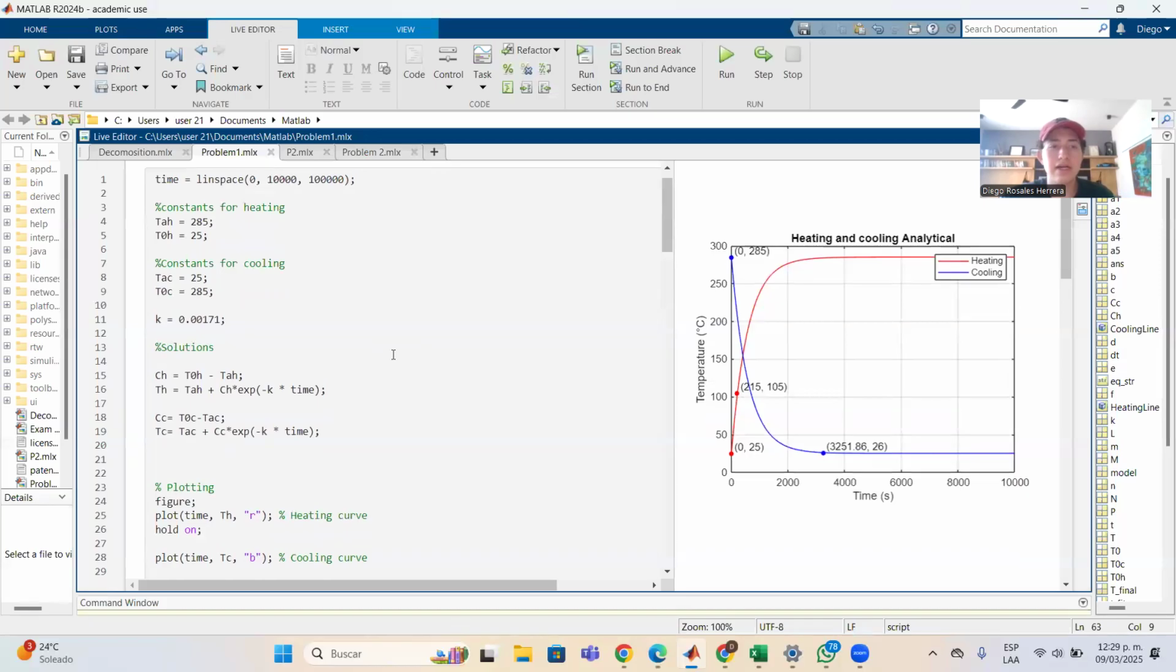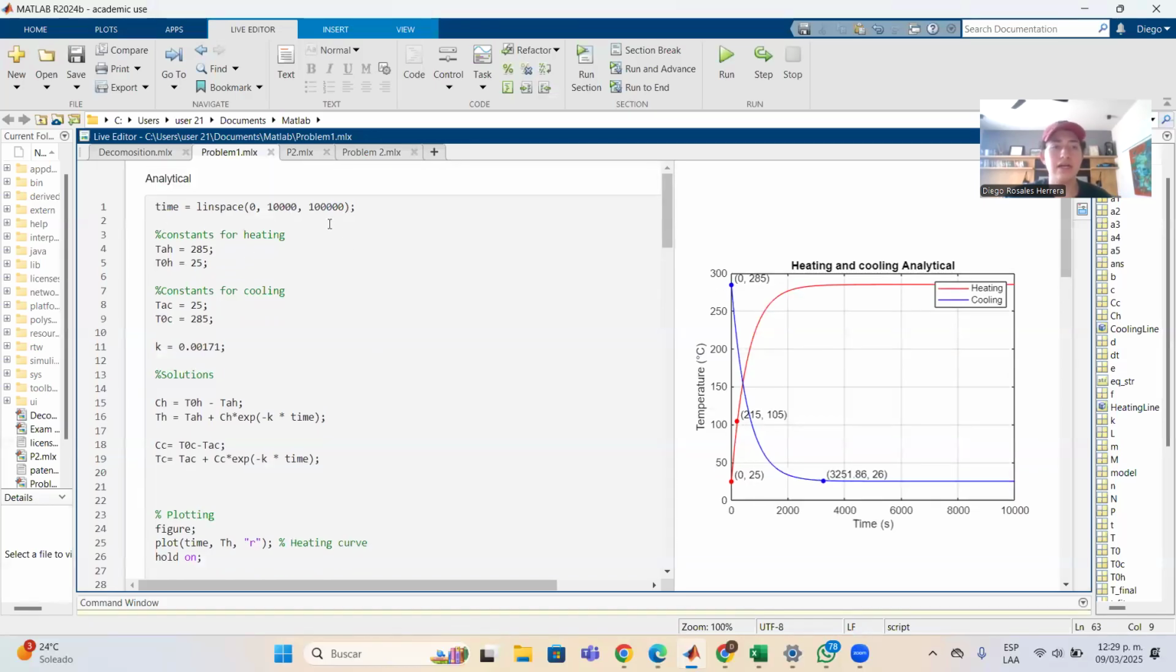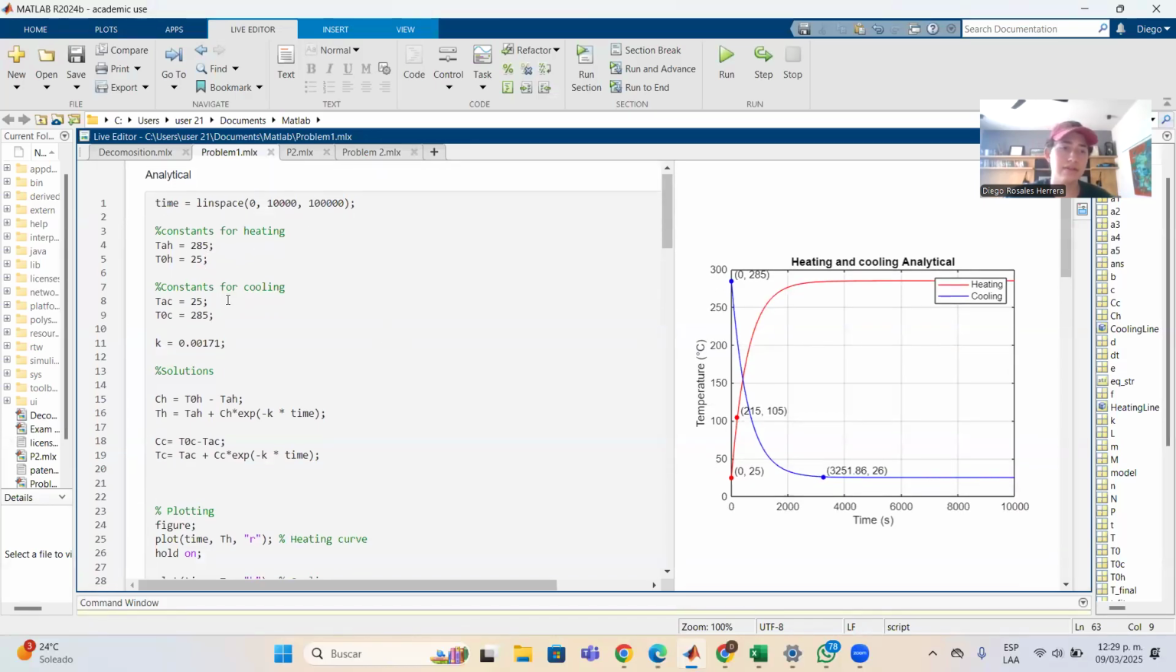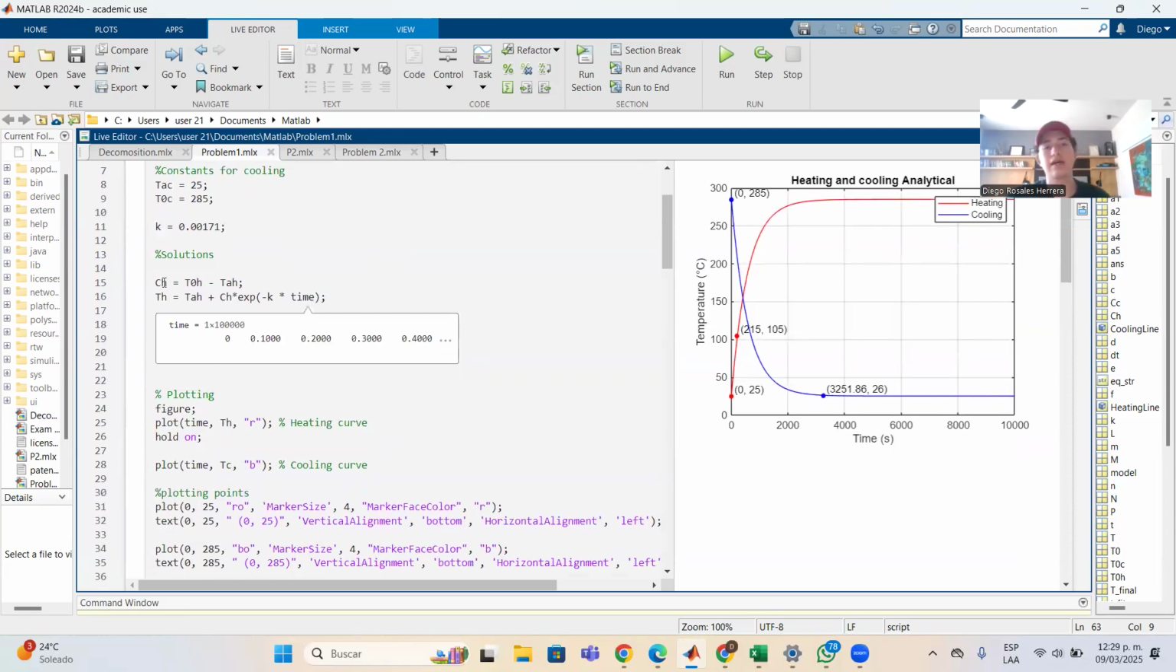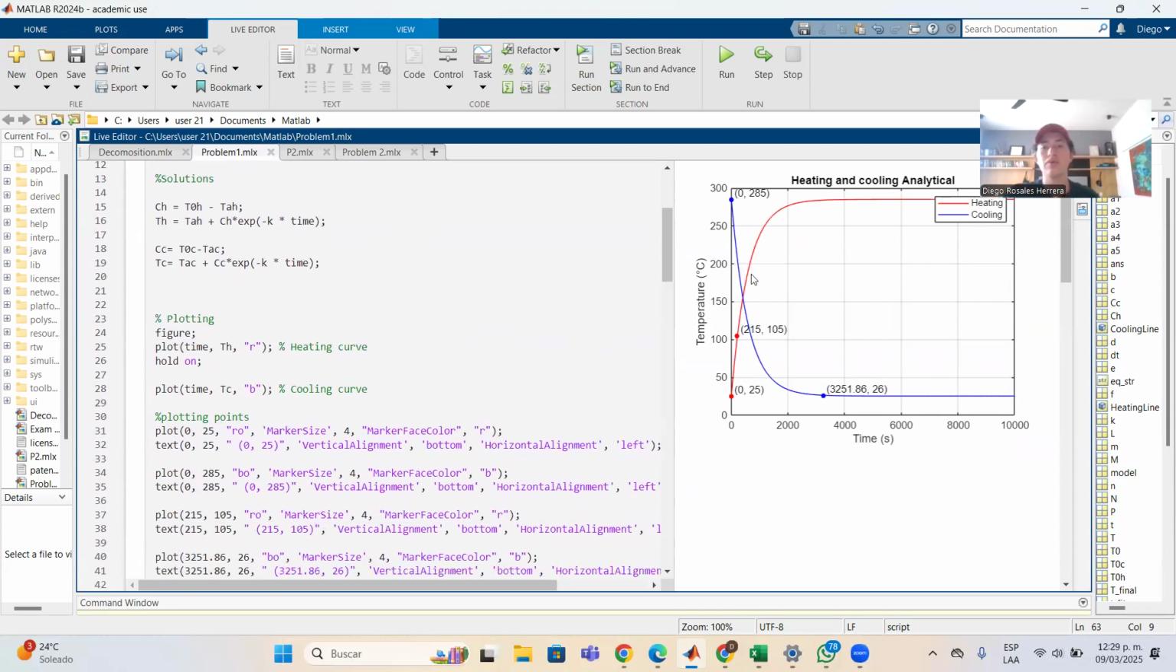So to start off, I just created a vector of time, placed the constants for both of them, the k constant, and the solution, which is simply calculating C, and then calculating the temperature with the same equation as before. It's just calculating for the vector and placing the values inside of it to graph. As we can see, the red is the heating and the blue is the cooling curve.